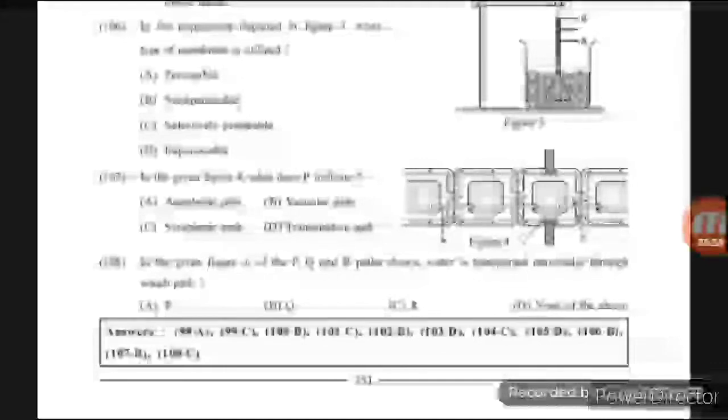So in the experiment depicted in this diagram 3, which type of membrane is utilized? That is the question they have asked. For that, the answer is B, the semi-permeable membrane. The semi-permeable membrane is the type used for this experiment.